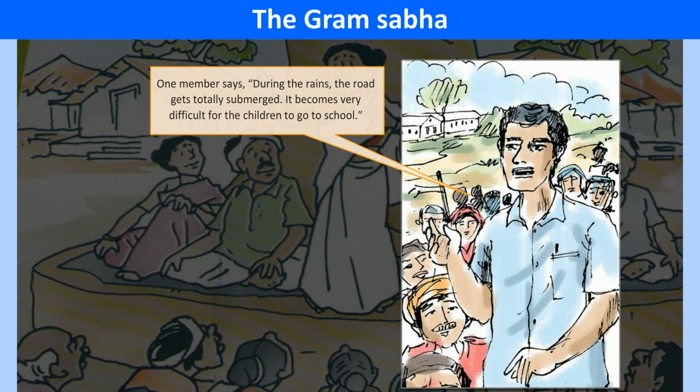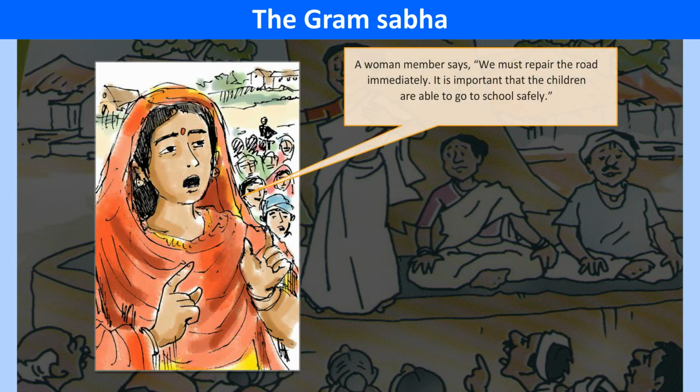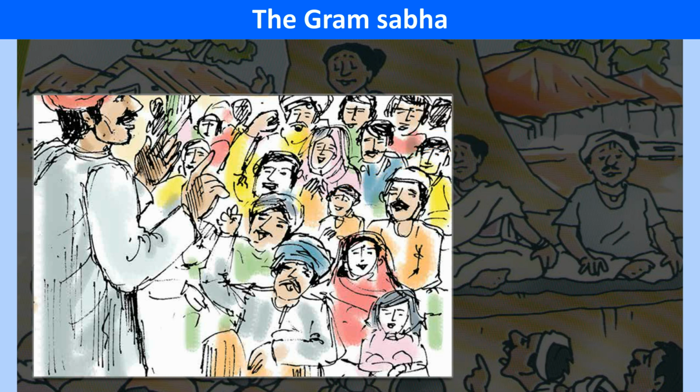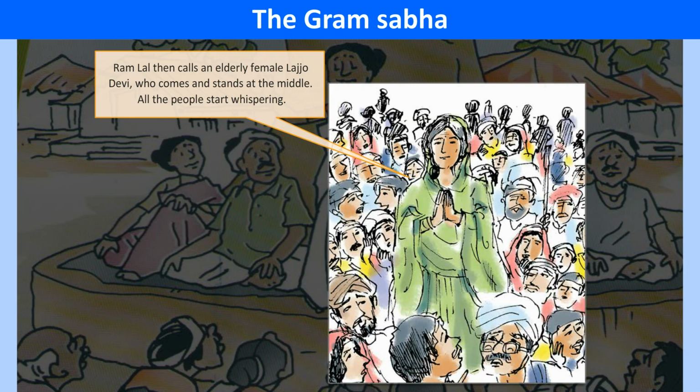One member says, "During the rains, the road gets totally submerged. It becomes very difficult for the children to go to school." A woman member says, "We must repair the road immediately. It is important that the children are able to go to school safely." As all the members agree, the Sarpanch decides to ask the Gram Panchayat to begin the repair work of the road immediately. Ramlal then calls an elderly female, Lajo Devi, who comes and stands at the middle.